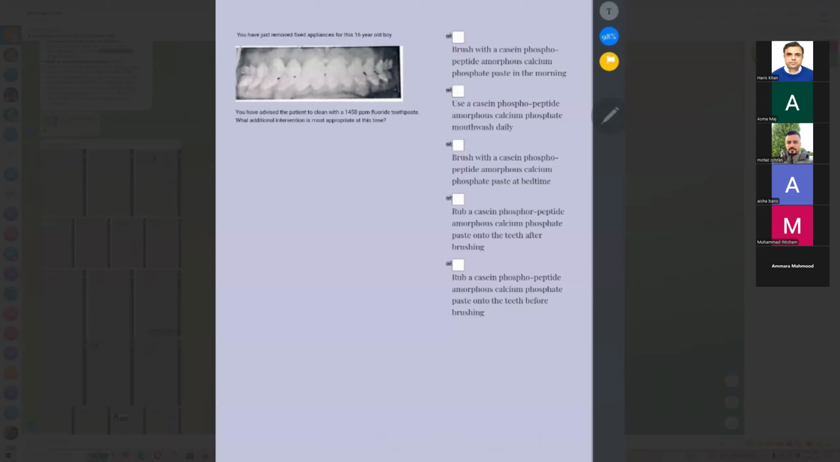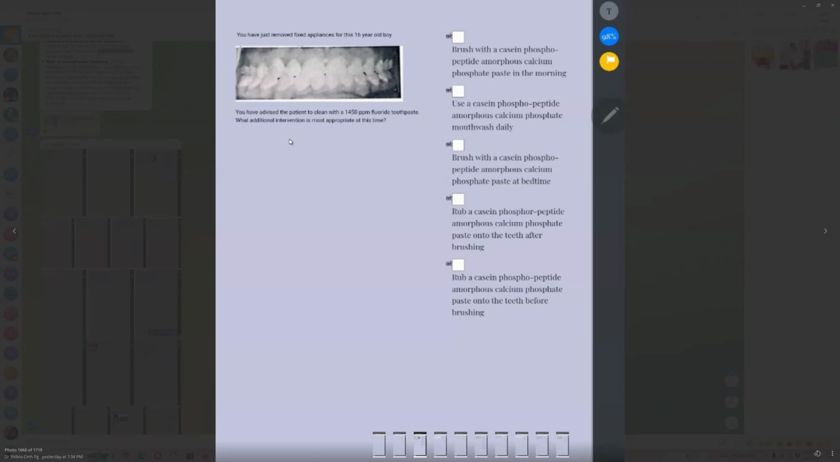So you have just removed appliances. You advise some 1450 ppm fluoride; additional intervention is the most appropriate. So you can use this casein phosphopeptide amorphous calcium phosphate, and that should be after brushing, right? And rub on the teeth. So rub casein on the teeth after brushing at night. So option D here.